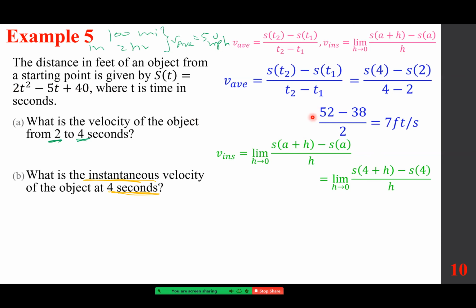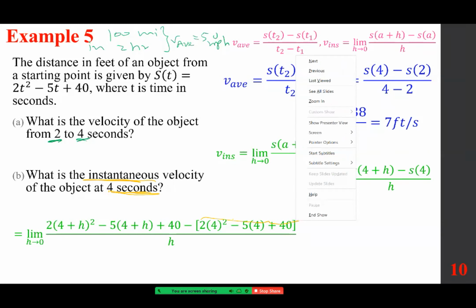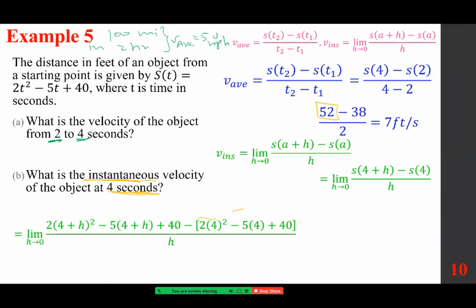So S of 4 plus H, 2 times 4 plus H quantity squared, minus 5 times 4 plus H, plus 40, minus, if we were to show what, in essence, I'm showing you, S of 4 here, 2 times 4 squared, minus 5 times 4, plus 40, and we already know that is going to be 52.